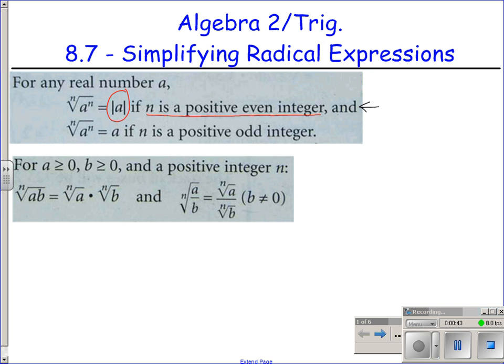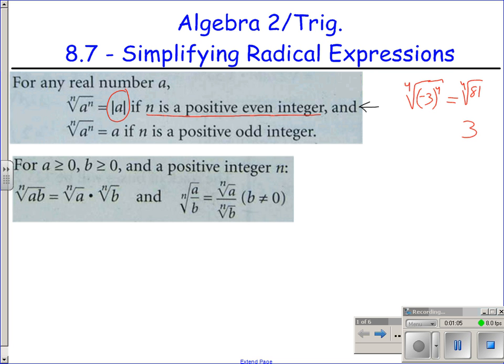So think about this. If we had the fourth root of a negative 3 raised to the fourth power, okay, you take a negative number to the fourth power, your answer is a positive value. In this case, we're talking about 81. So we're looking at the fourth root of 81. That is going to be 3.